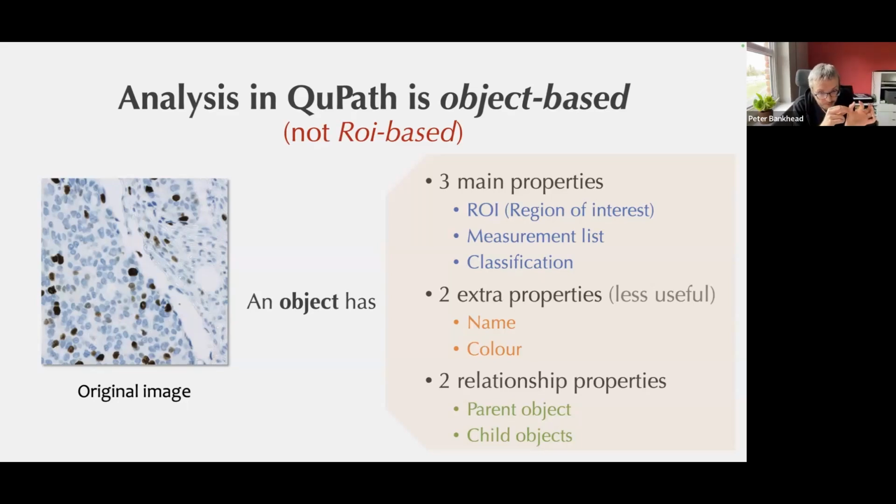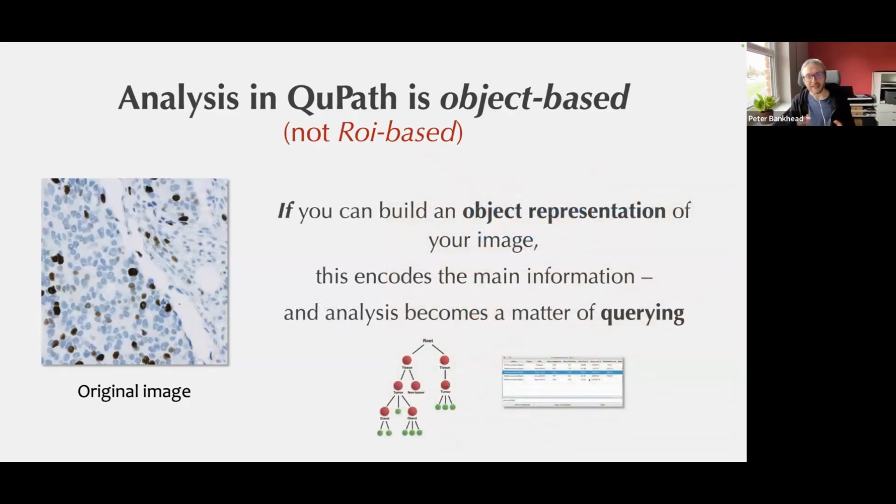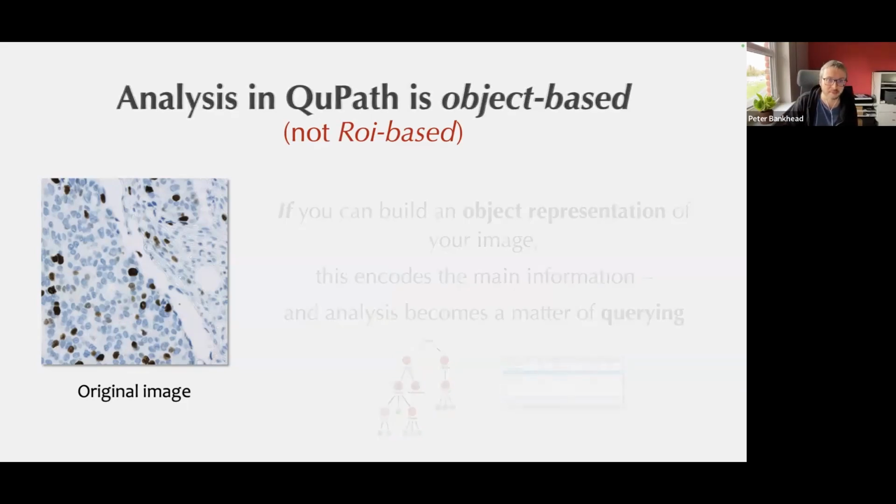So let's say you have this cell nucleus object. It could have a parent, which is like an area of tissue or a gland or a vessel, something like that. And it could have child objects, which could be like subcellular detections, for subcellular structures or little dots or whatever. So we have this way of representing the information in the image with QuPath, and it's all based around objects, which are like regions of interest, but they're not exactly the same. But if you can build this object representation of the contents of your image, then this encodes the main information, and analysis is simply a matter of querying that.